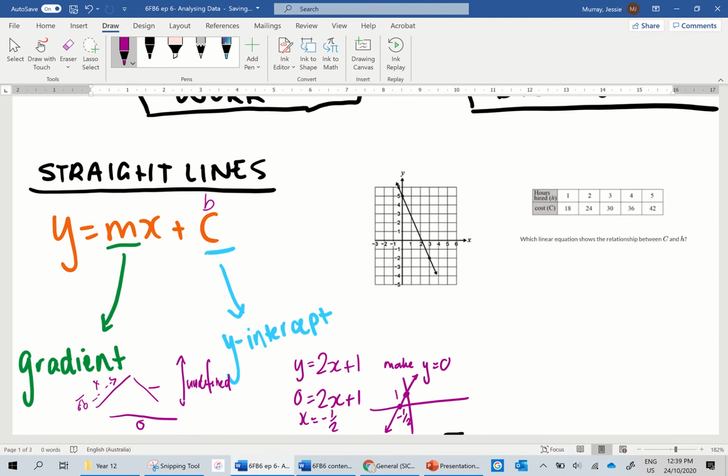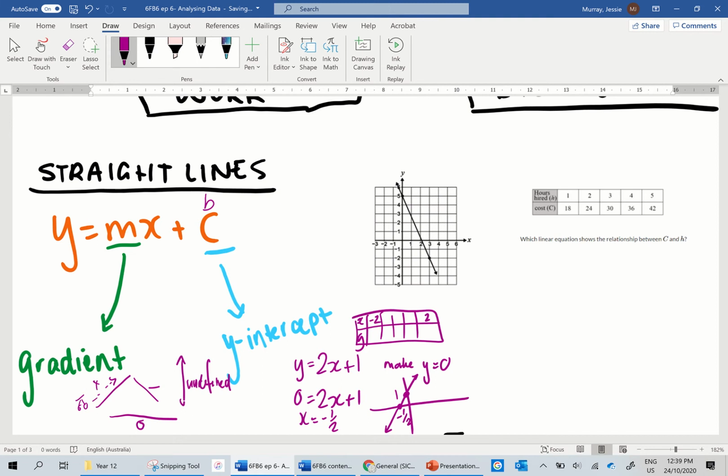Remember, to draw any straight line, you can do your intercept method like I just did, or plot a table of values, okay? So just pick some random x values, minus 2 up to 2 is always good, and plug them into your y. All right, the thing you need to know is how to find the gradient.